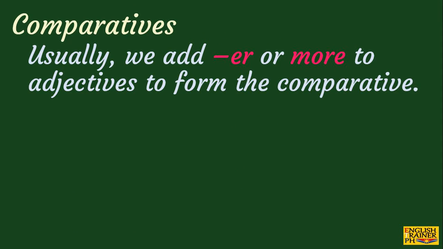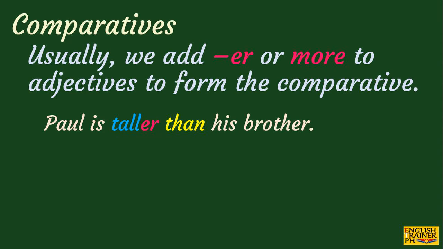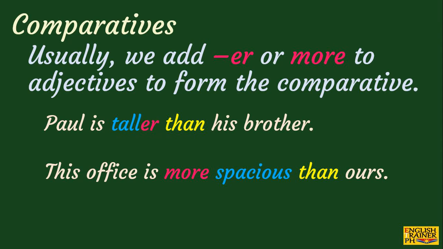To make comparisons, usually we add er or r to an adjective, or we add the word more before the adjective. In the first example, Paul is taller than his brother. So tall is our base adjective and we just added er, so it became taller. In the second example, this office is more spacious than ours. So here we added the word more before the adjective spacious.